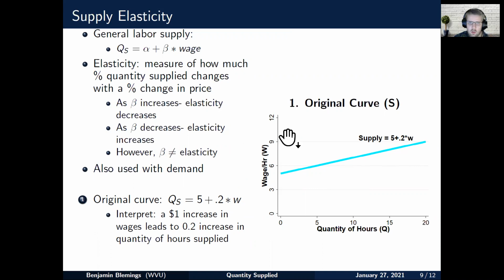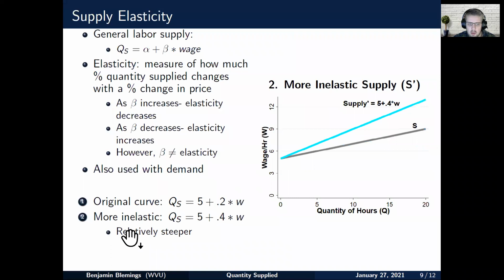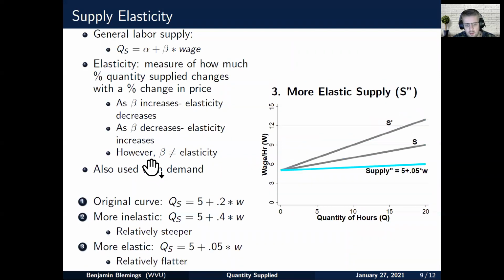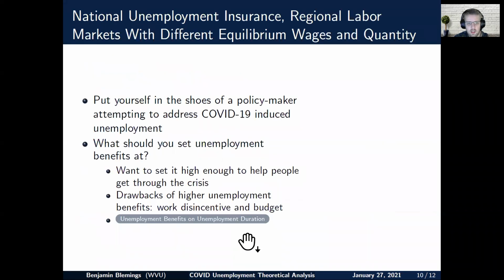But I'm going to show you curves with different values for beta. Here's one. This light blue curve is more inelastic, so it's a steeper curve. It's relatively steeper, and you'll notice that the beta is larger, so it's less elastic or more inelastic. And then alternatively, we could have a more elastic curve, which has a lower beta, and you can see that it's relatively flatter. So that's how you should start to think about elasticity.